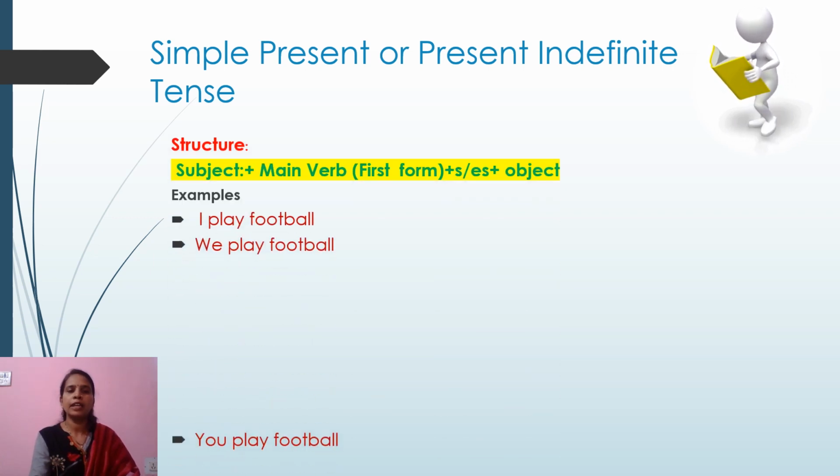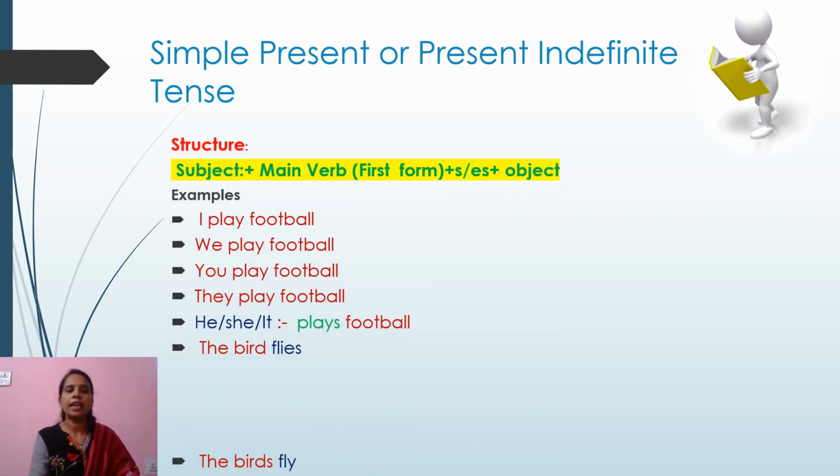And now let's see how to make any sentence in simple present or present indefinite tense. First, the important thing for any tense is the structure of the tense, which is just like the formula of mathematics. Whenever you wonder how to make a sentence in simple present tense, just write the structure and put down all the components one by one.